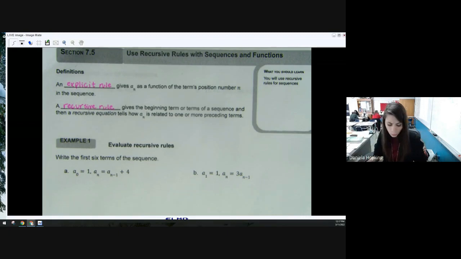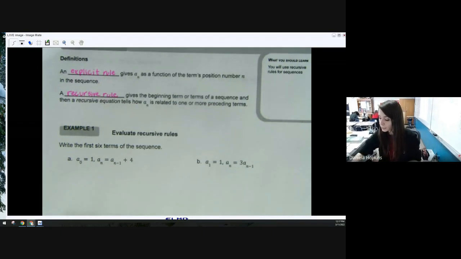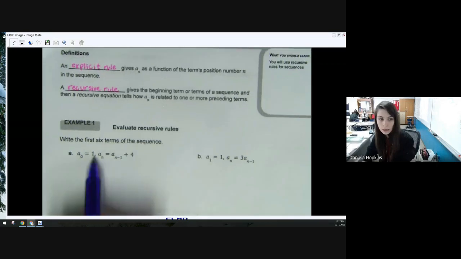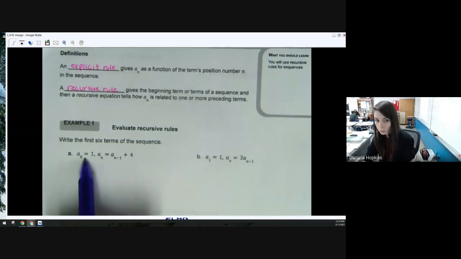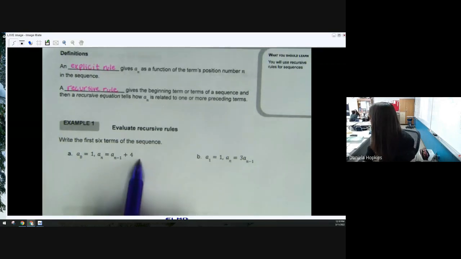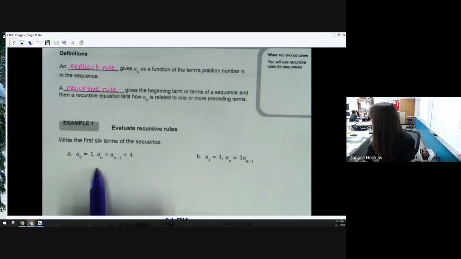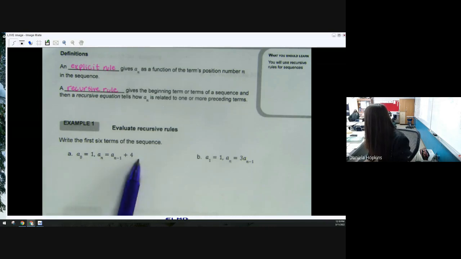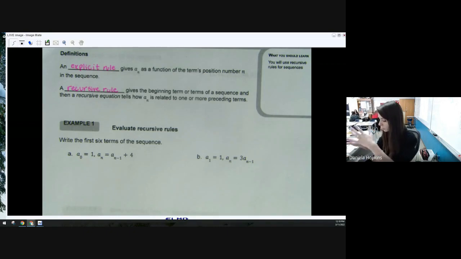So let's look at example 1. In example 1, we're going to write the first 6 terms of the sequence. What they give us is a single term in the sequence, and then they give us the recursive equation. This is a weird part. For the rule, you do have to have a single term or maybe 2 terms and the equation. So you'll have to have both parts. And it's weird because I'll show you when we do example 2. It's weird because it's like, why do I need this?